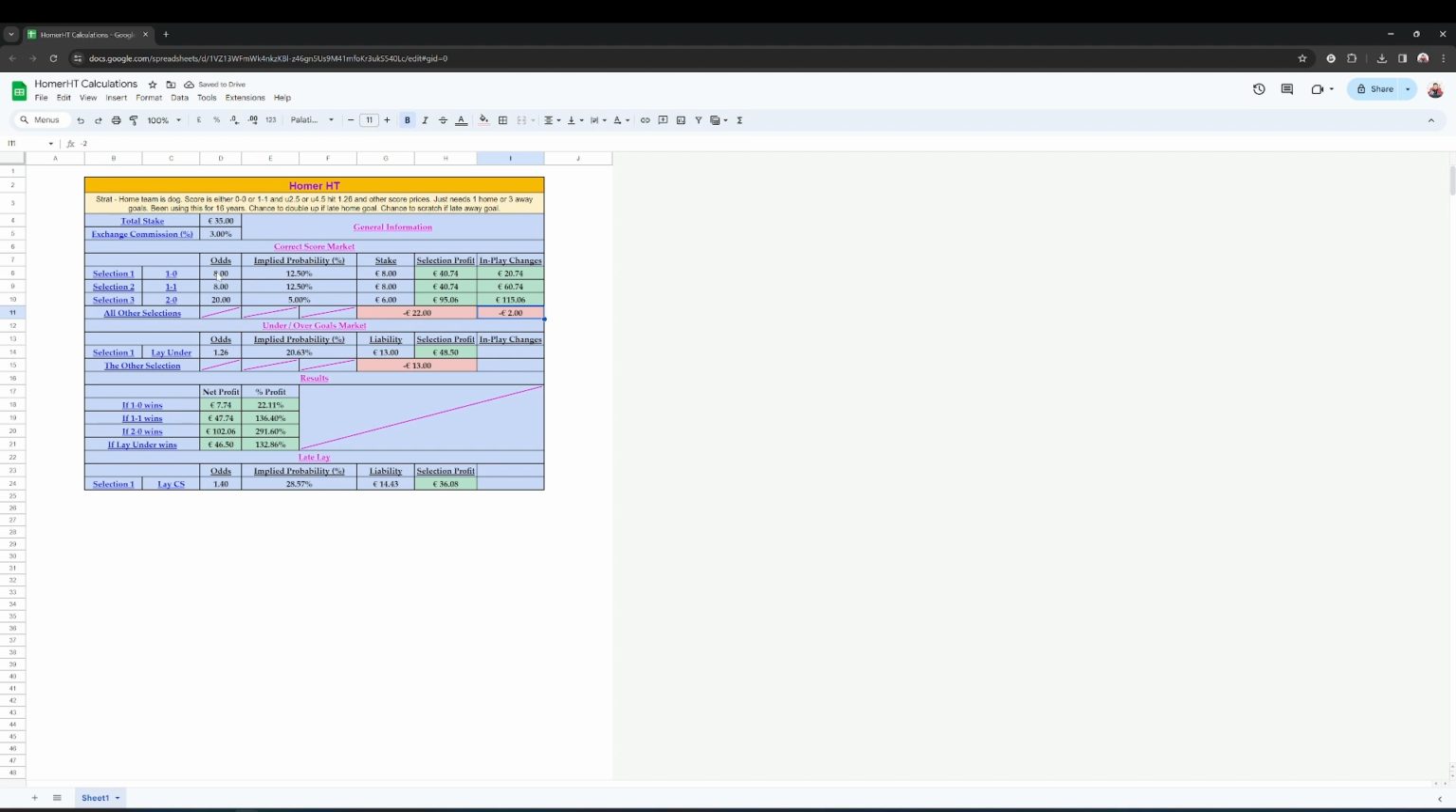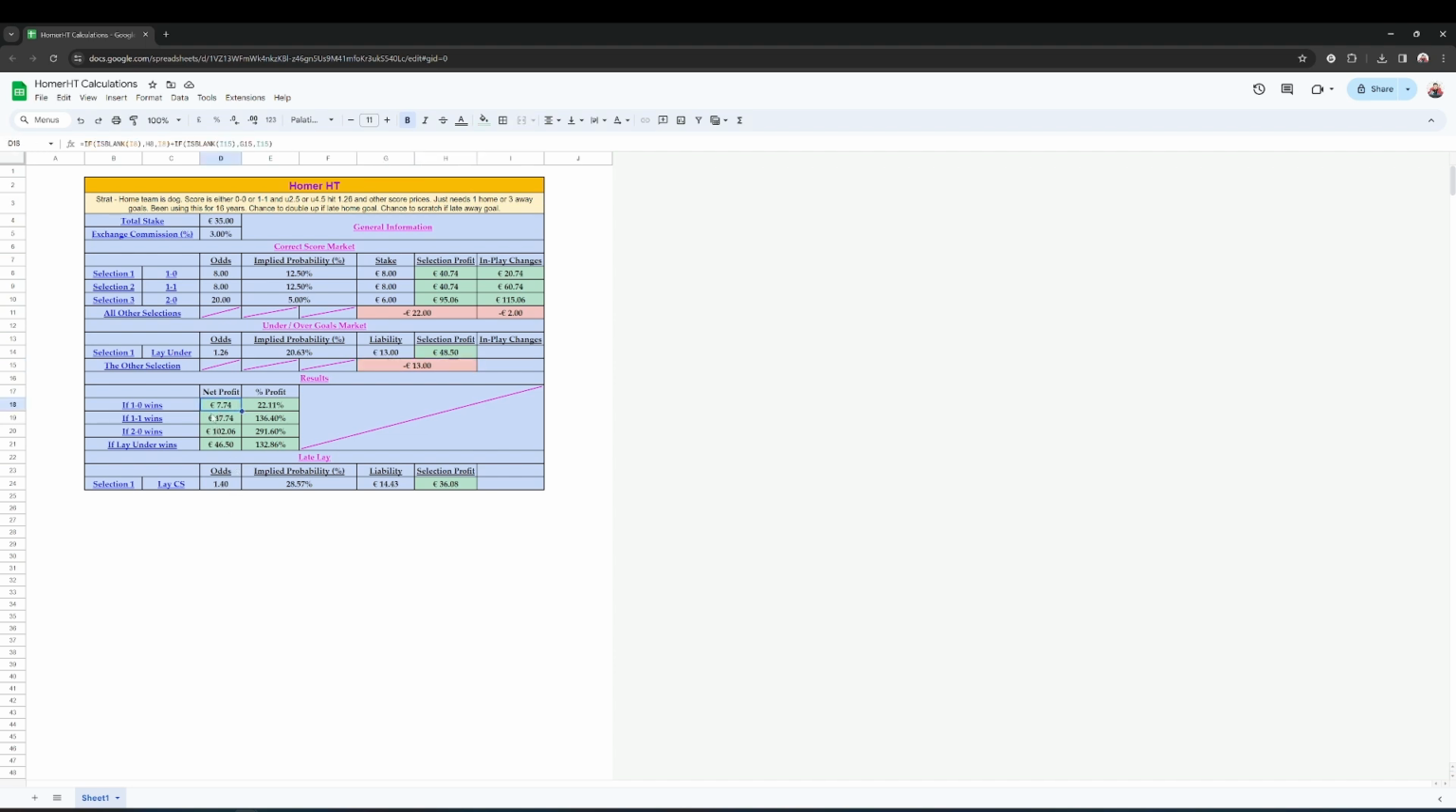If I do that and I don't change anything on the under-over goals market, I can immediately see how my overall position changed, yeah? So I'm now looking at 22% profit if 0-1 wins. Why is it 774? Because I will win 20, yeah? If it stays 1-1 and I will lose 13, so it's 774.